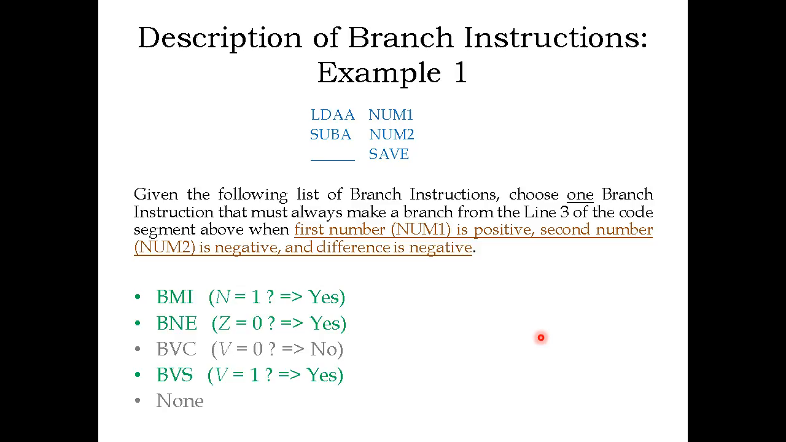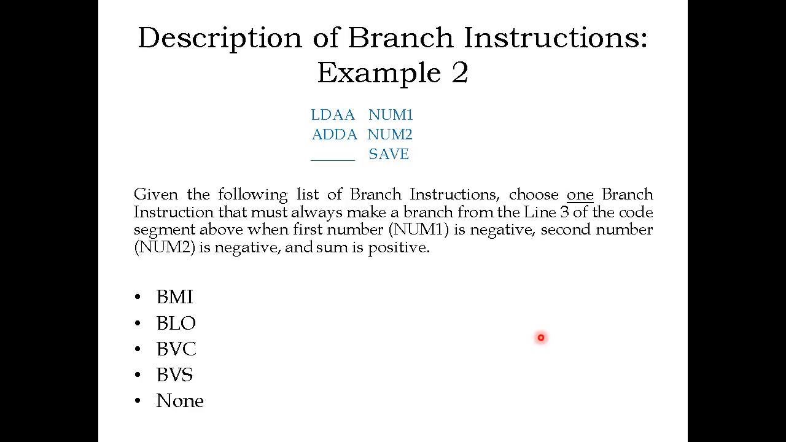Okay? Let's try another one, pretty much similar to this one. So let's say I give you this list, 3 lines here, and we have to select a branch instruction such that it will make a branch when the first number is negative, second number is negative, and the sum is positive.